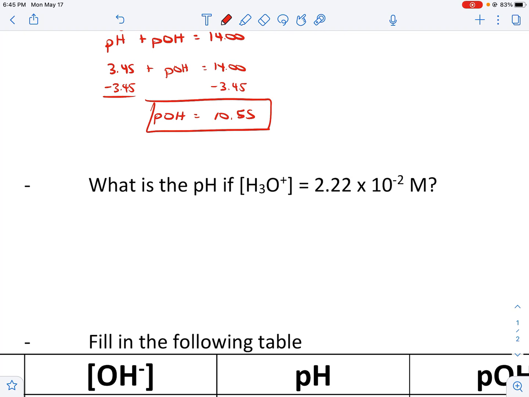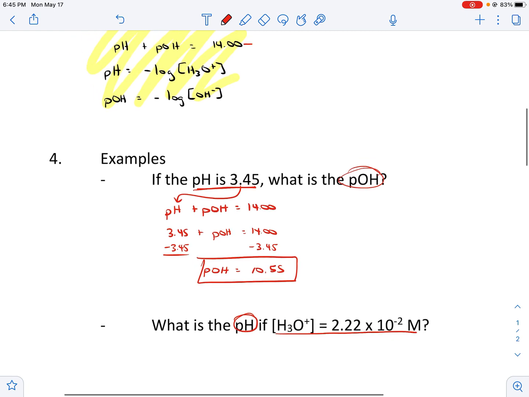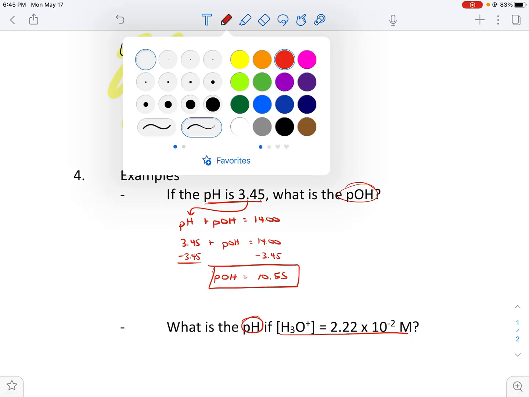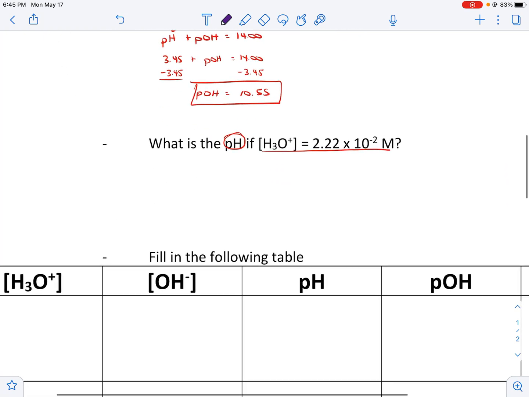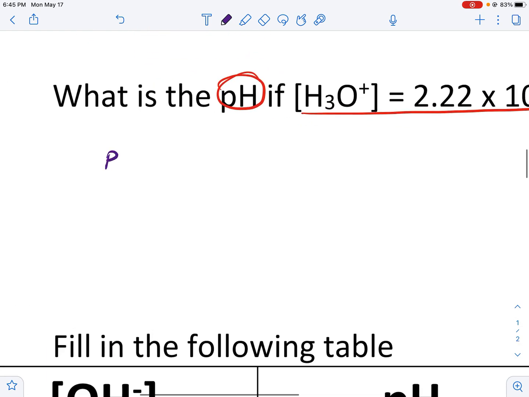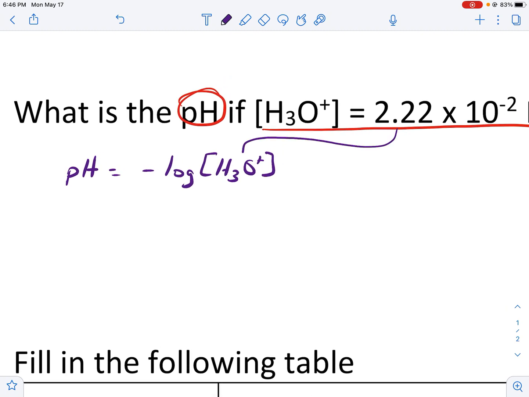This time we're looking for pH if we have our hydronium ion concentration. So if we look back at our formulas, the one that covers that is this one right here. This one gives us pH and we have hydronium ion concentration. So we're going to use that formula. pH is equal to our negative log of our hydronium ion concentration. Now we're going to plug that in right there.